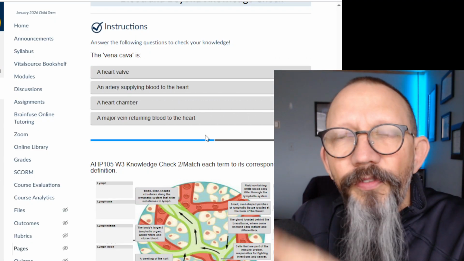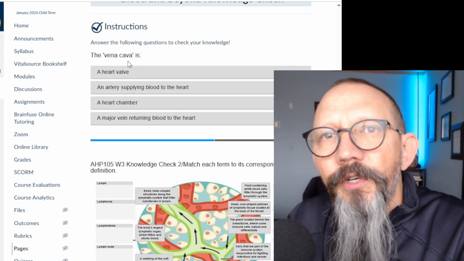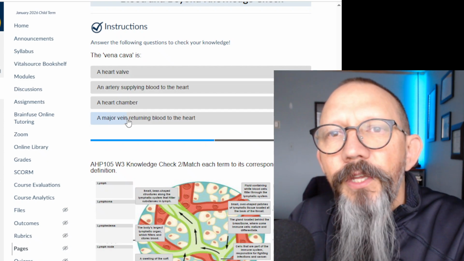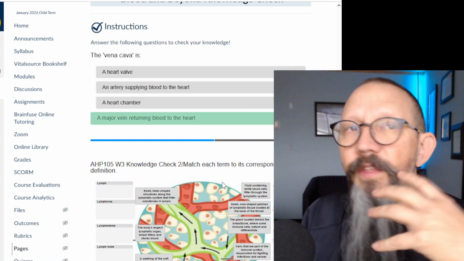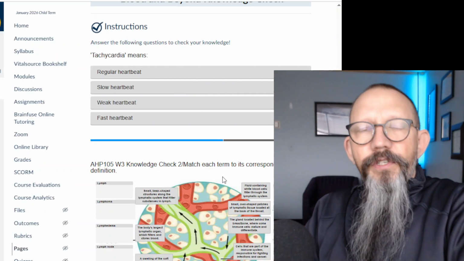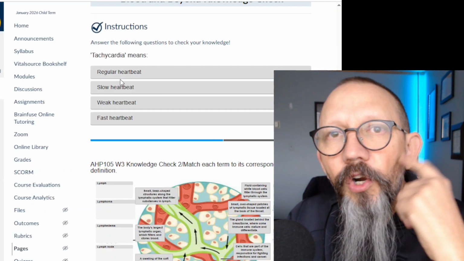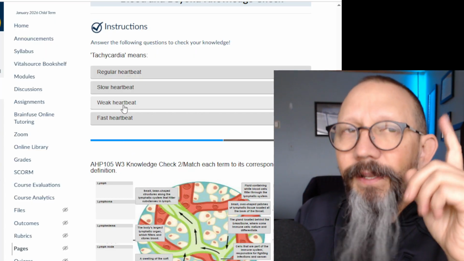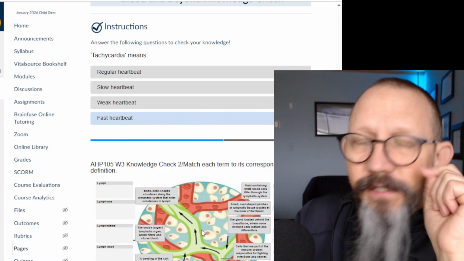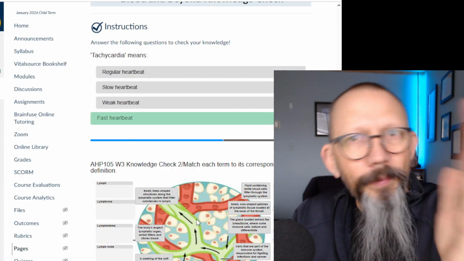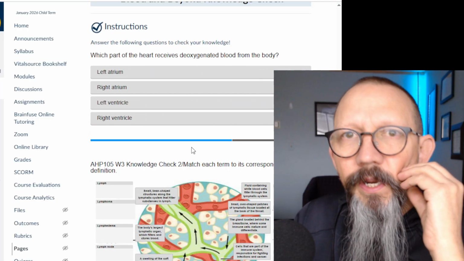Now, these ones I don't think are actually graded, so don't worry too much about them. The major vein returning to the heart is the vena cava, the biggest vein. There's the thoracic and abdominal vena cava and all that jazz, right? Tachycardia, tachy. Tachy means not like bad clothes, but it means fast. Like a tachometer is your RPMs, how fast your engine is running in the car.